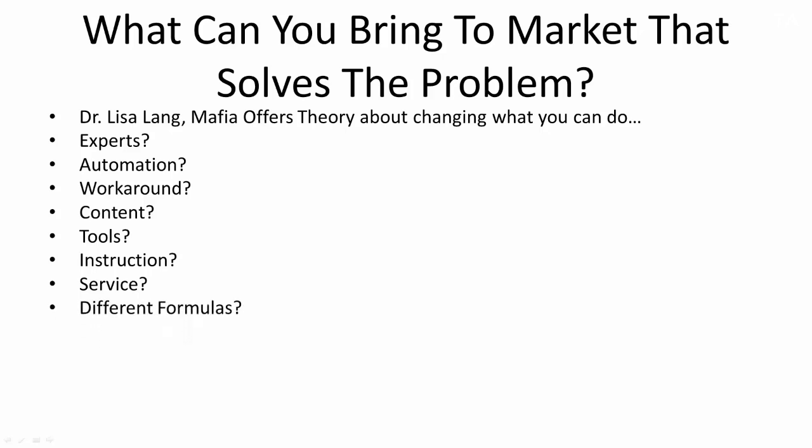Is there a different formula? Is there a different formula that's going to be cheaper for the buyer? Is there a different formula that's going to be easier for the buyer? Is there a different formula that's going to be more effective? So again, you don't necessarily have to mention the other solution, but can you bring something to the market that works totally better because it's based on a totally different approach to solving the actual problem?